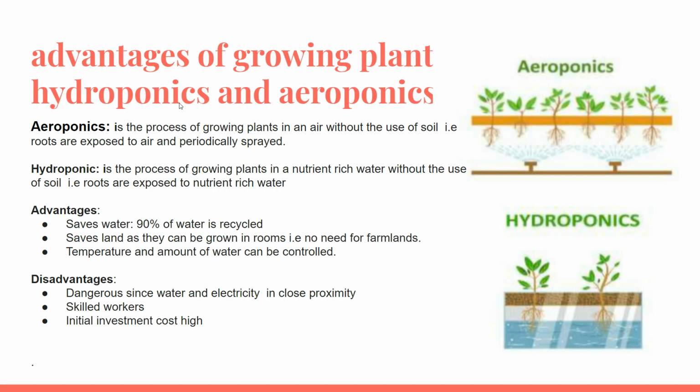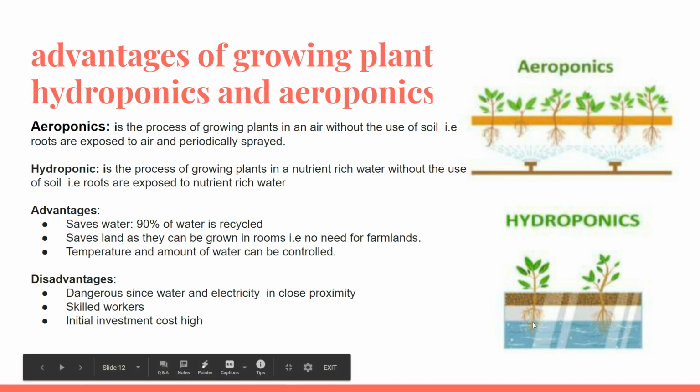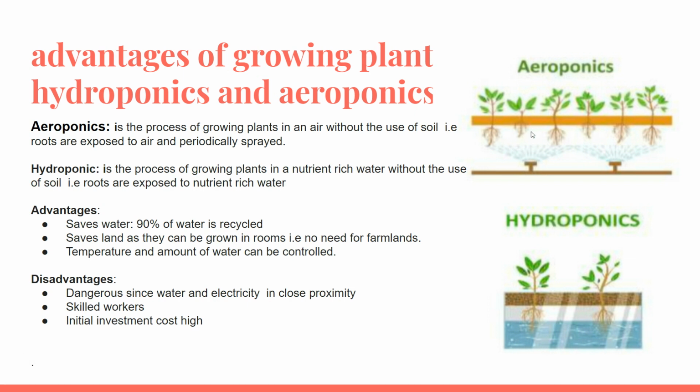You should also know what hydroponic and aeroponic plants are. Aero stands for air and hydro stands for water. So in hydroponic plants, the roots are exposed to nutrient-rich water. In aeroponic plants, roots are exposed to air and are periodically sprayed with the nutrient-rich water.